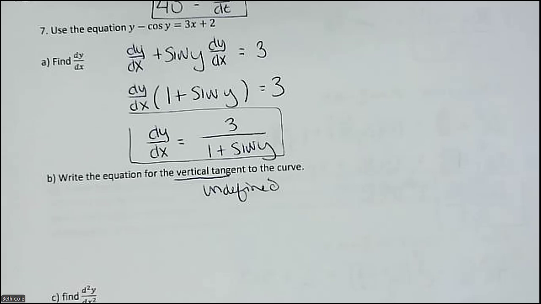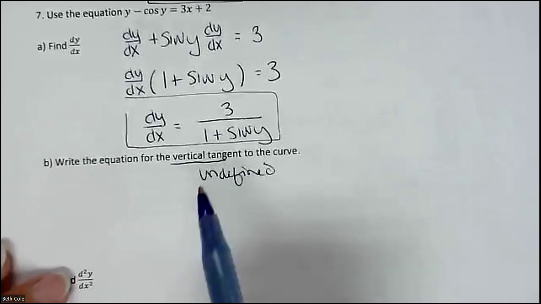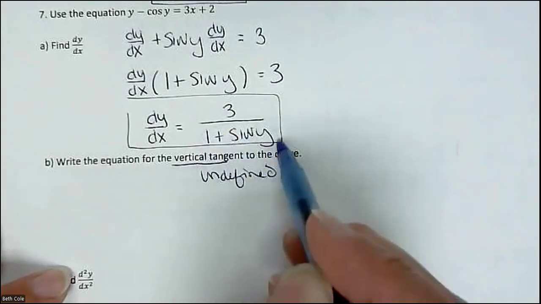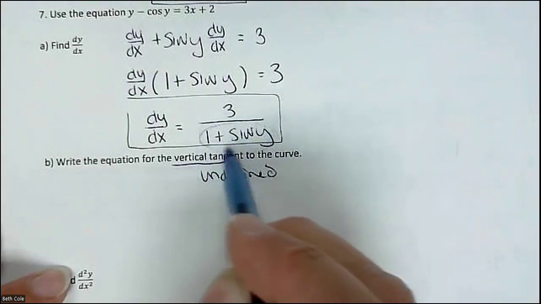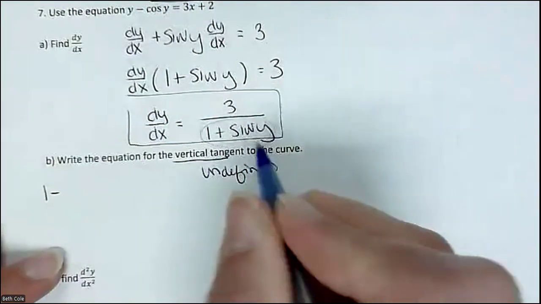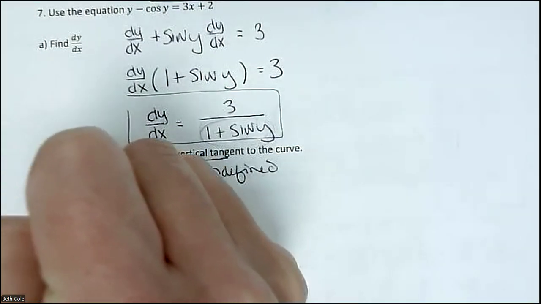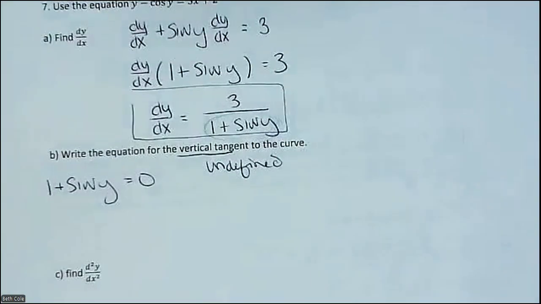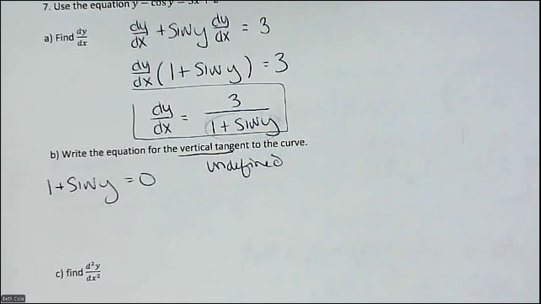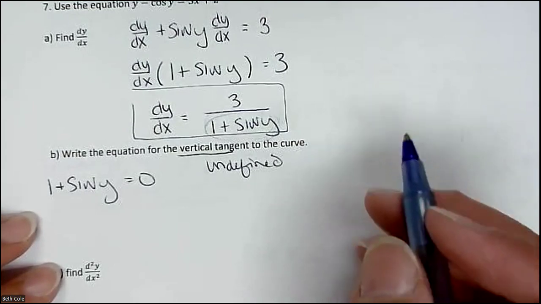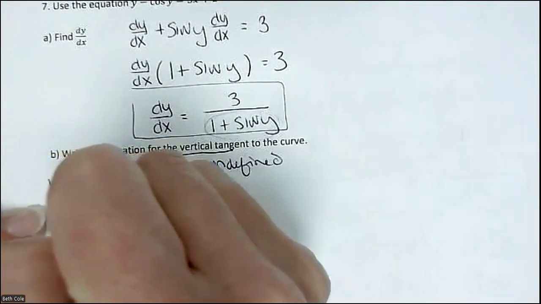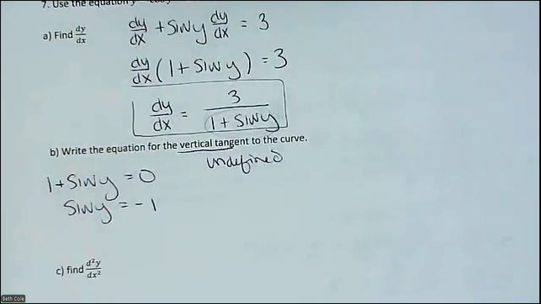You're not allowed to divide by 0. That's how you get an undefined. So it's when the denominator is 0. So what you're going to do is set this denominator equal to 0. So 1 plus sine y equals 0. Now this is a pre-calculus question. Welcome back to pre-calc. You have to solve that. So what would you do to both sides? Yeah, subtract 1.